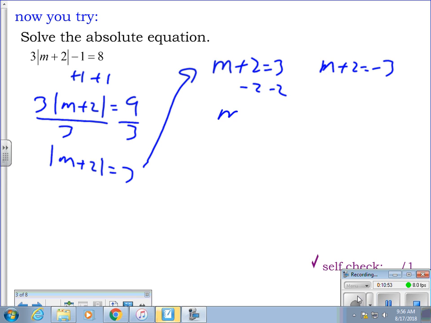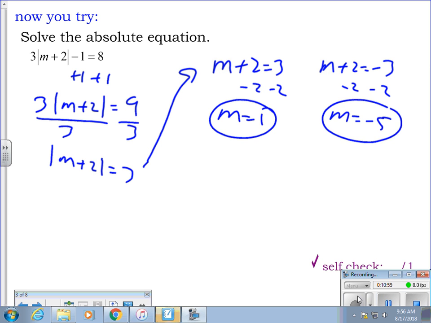Subtract 2. M equals 1. Subtract 2. M equals negative 5. And you do want to check it.